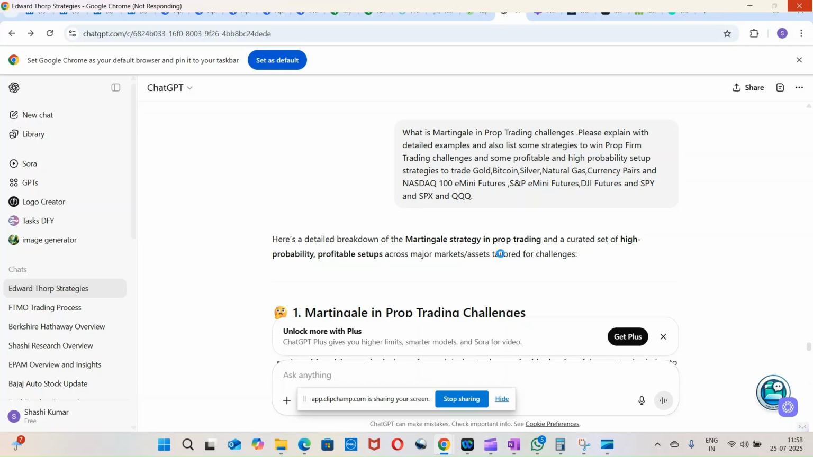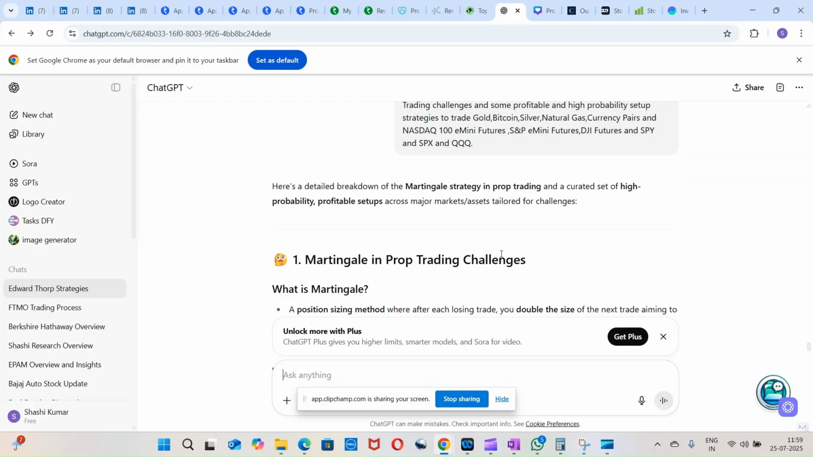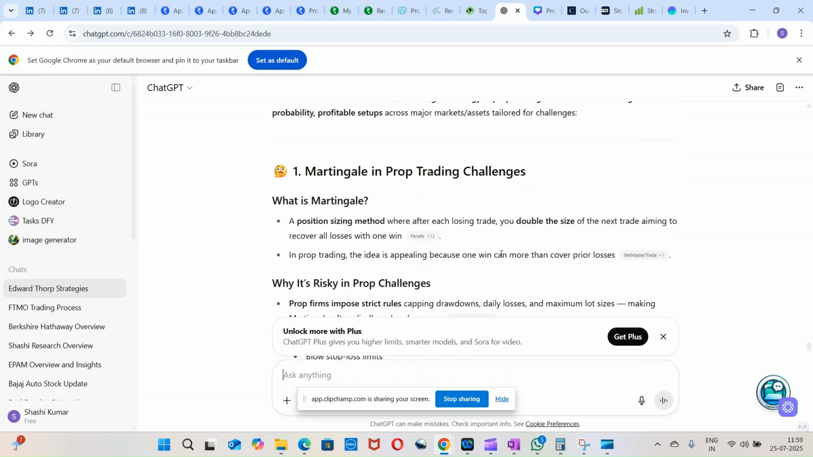So martingale is basically a behavior exhibited by traders, where when you're in a losing streak, your drawdown is happening, you double down or increase the position size to recover the losses. That is the martingale method.